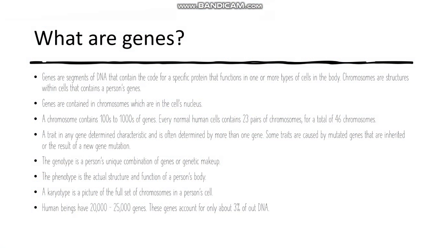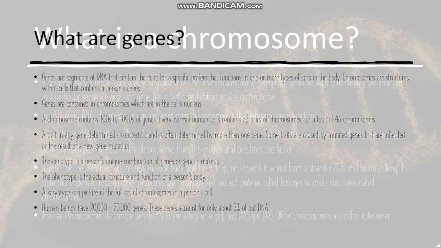The genotype is a person's unique combination of genes or genetic makeup. A phenotype is the actual structure and function of a person's body, and a karyotype is a picture of the full set of chromosomes in a person's cell. Human beings have 20,000 to 25,000 genes. These genes account for only about 3% of our DNA.